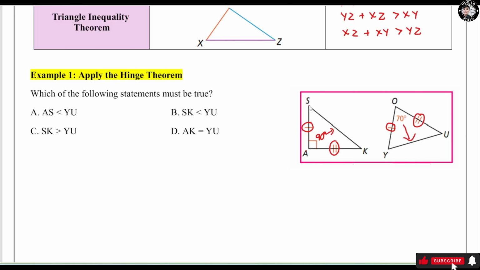Because SK is opposite to 90 and YU is opposite to 70, right? Then you have SK greater than YU, right? So it's going to be C. Now, here's how you show your work.